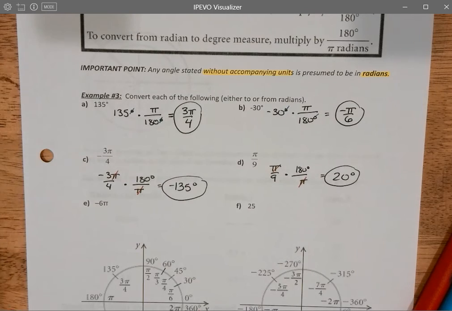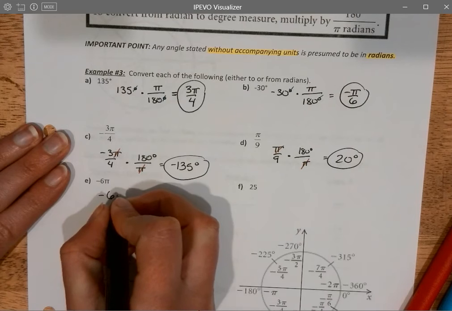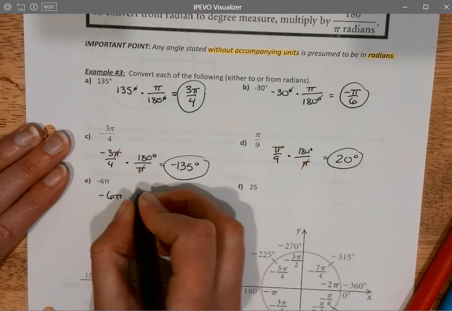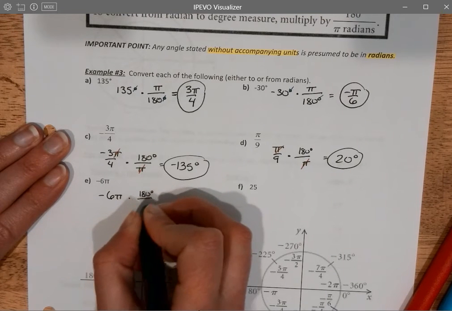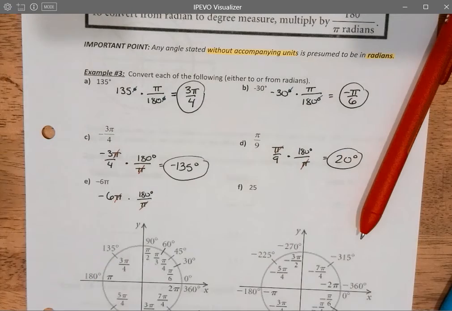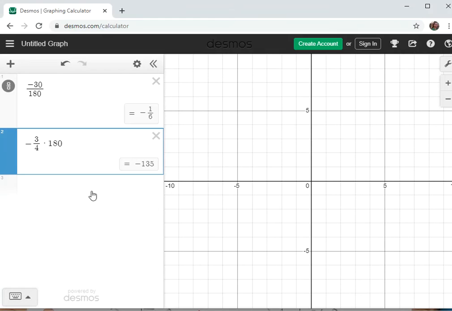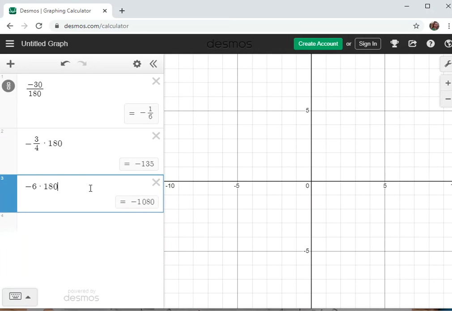Okay. The bottom two, negative 6 pi. Okay, so negative 6 pi is also in radians. So I'm going to multiply this by 180 degrees over pi radians. The pi's cancel again, and I have to do negative 6 times 180. I'm not sure what that comes out as. Let's find out. Wrong button. There we go. So negative 6 times 180 comes out with negative 1080 degrees.